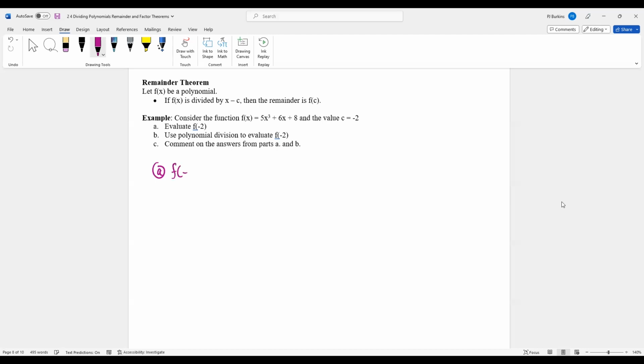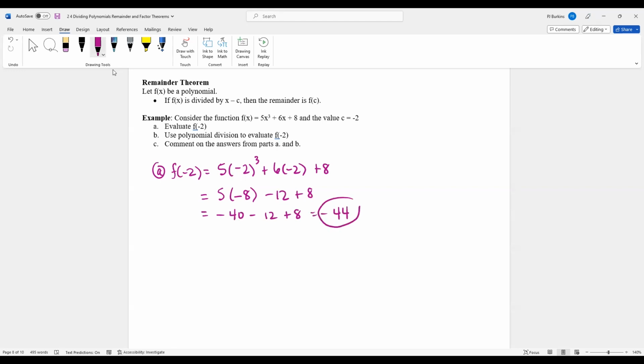So we're going to do f of -2, which is 5 times -2 cubed plus 6 times -2 plus 8. -2 cubed is -8. And then we have 6 times -2, that's -12 plus 8. 5 times -8 is -40. -12 plus 8, that's going to end up being -44. So that's going to be our remainder.